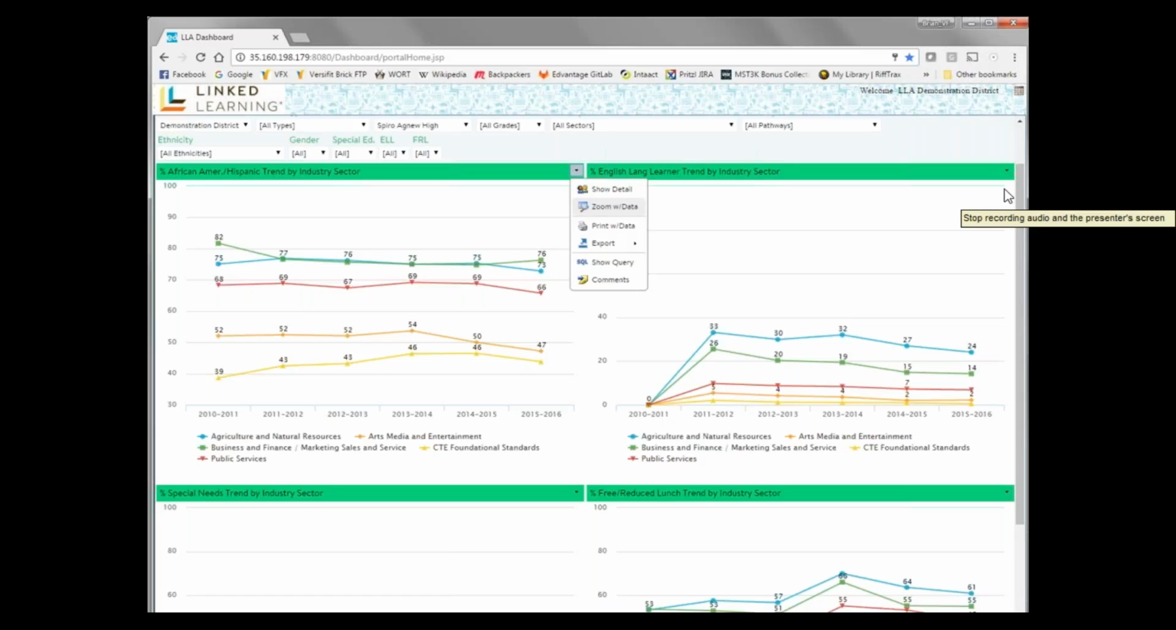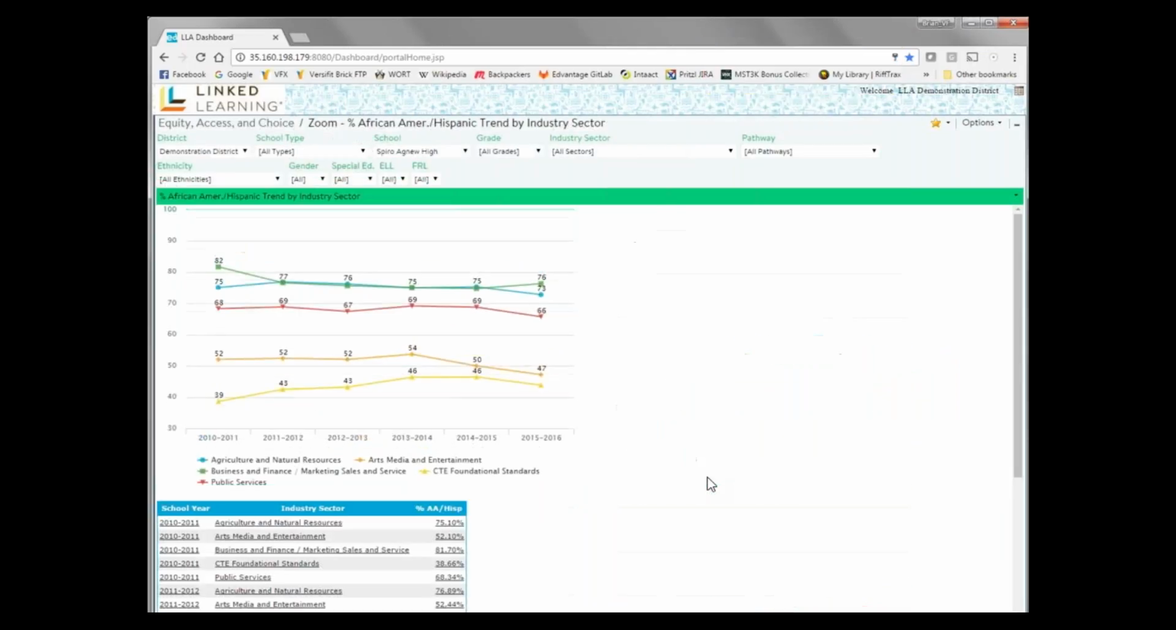So drill or focus on it and bring up just one of these metrics, along with a data table down below. And of course, this can also be exported. Next.